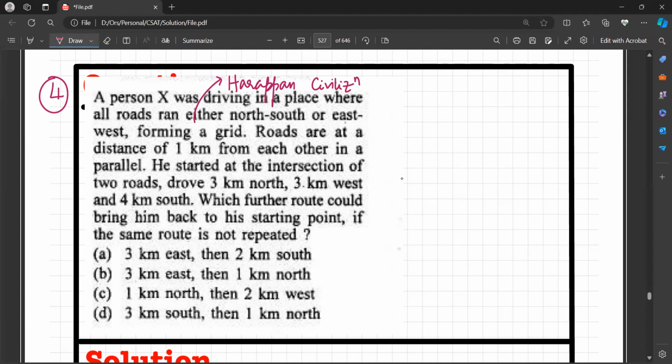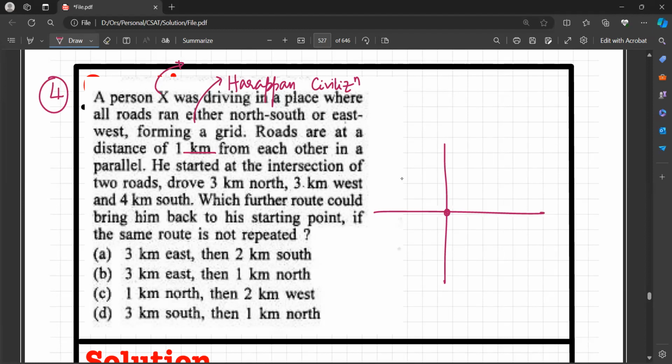He started at the intersection of two roads, drove 3 kilometers north. Now, suppose this is the intersection of two roads. The person is in the Harappan civilization right now. X belongs to that era of 2500 BC to 1700 BC, if I am not wrong. In that period, X is there and roads are at a distance of 1 kilometer from each other.